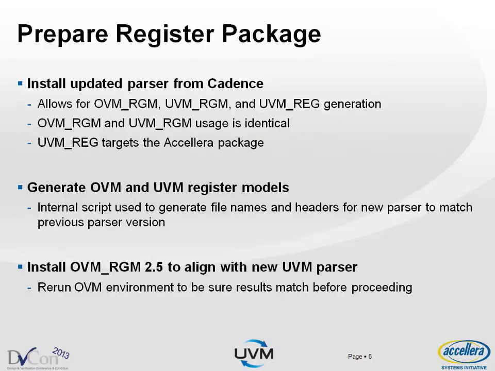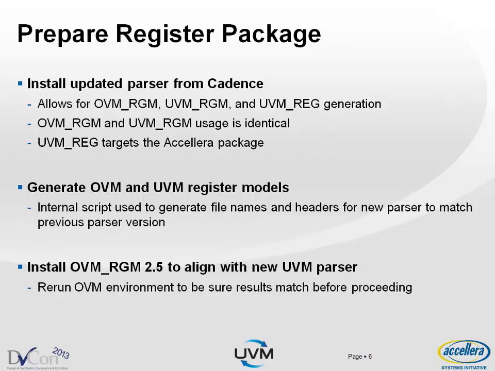So this is sort of the process. Prepare the register package first. That was sort of guidelines from the OVM-to-UVM PDF that I received. It said, hey, you need to move forward with OVM RGM 2.5. So that's sort of the first step. Install that. Make sure you can still run regressions. Everything looks the same as it did prior to the updated RGM package. I think prior to that we're using RGM 2.1 or something like that. But this is sort of the baseline for the OVM to UVM conversion.